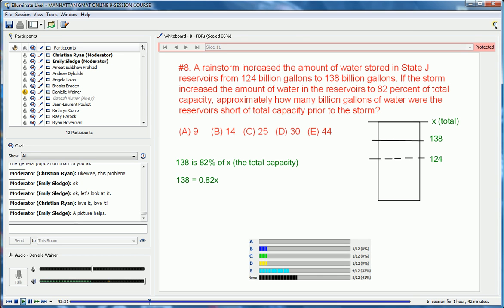So I realized that wasn't coming out to an exact answer, and then I realized that in the question it said approximately. So that comes out to around 168. So that would be around 168 billion, which would be the capacity. And then I subtracted 124 from that, and that was 44 billion, and that's the answer, because they're asking how many billion gallons were the reservoir short of total capacity prior to the storm.